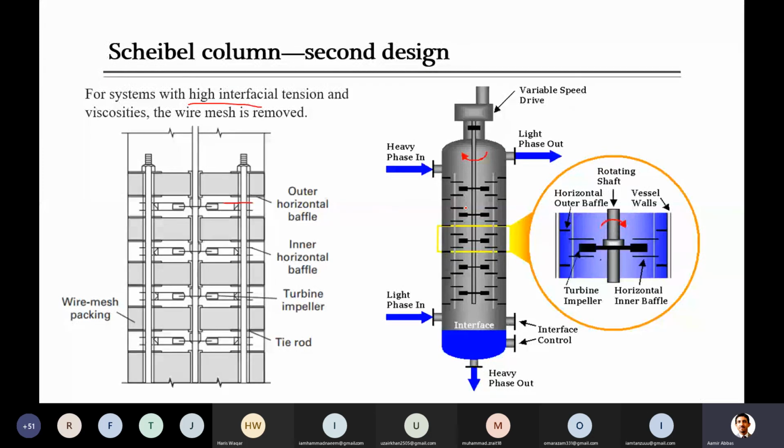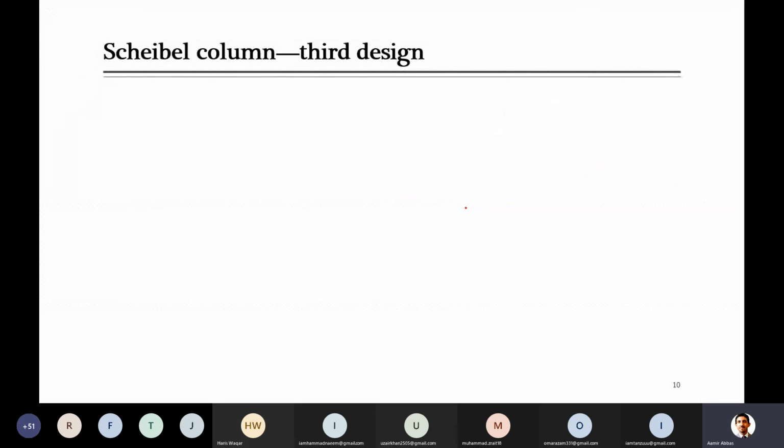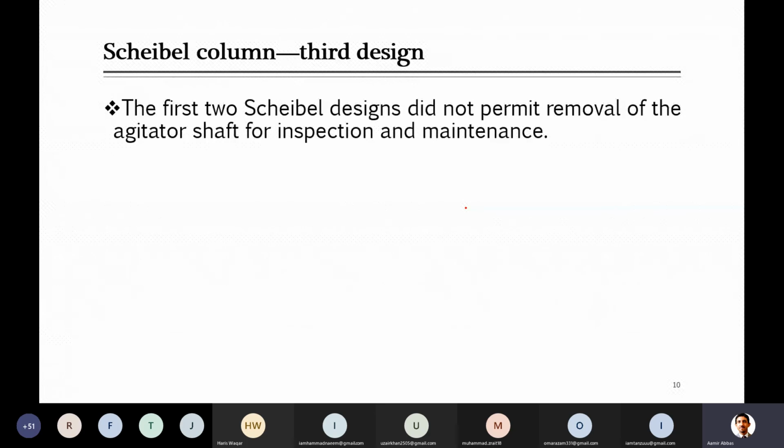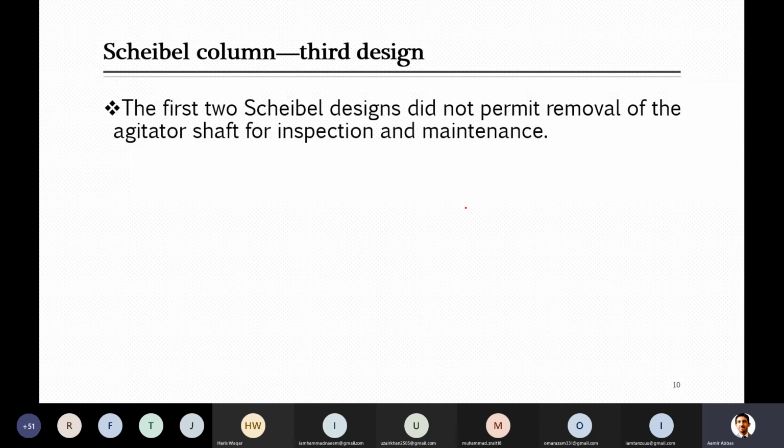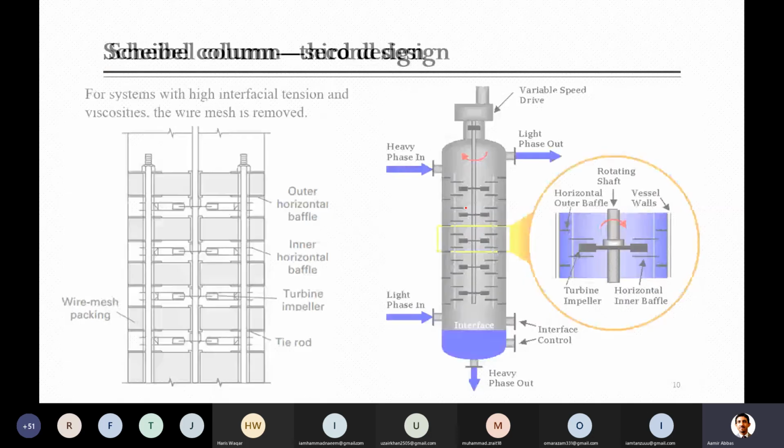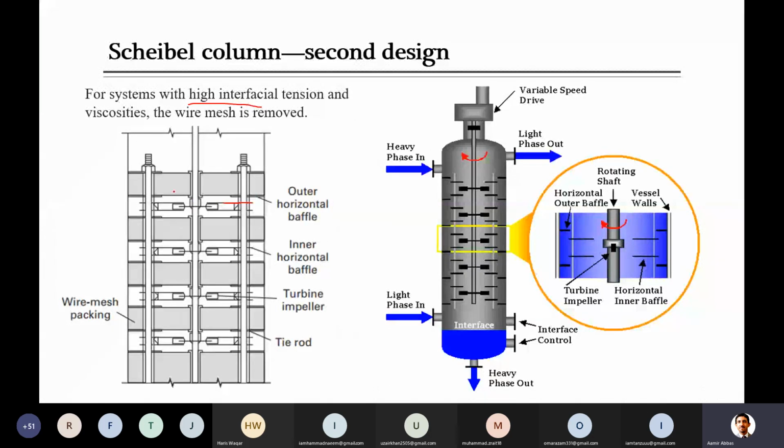Then another problem appeared, and he further made some modification inside the design, although it is quite similar to the previous ones. In the first two designs which we have seen, they didn't permit the removal of agitating elements. If you have to go for inspection or maintenance of the rotating element, this shaft and rotating blade, you cannot remove them separately, because in their surrounding, for example if there is a packing, there is no way to remove this part only.